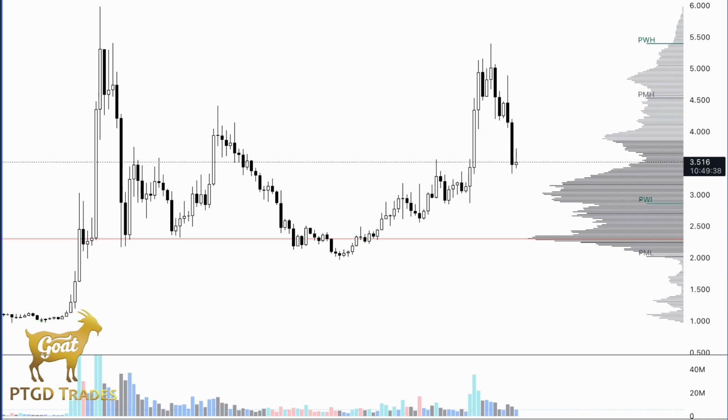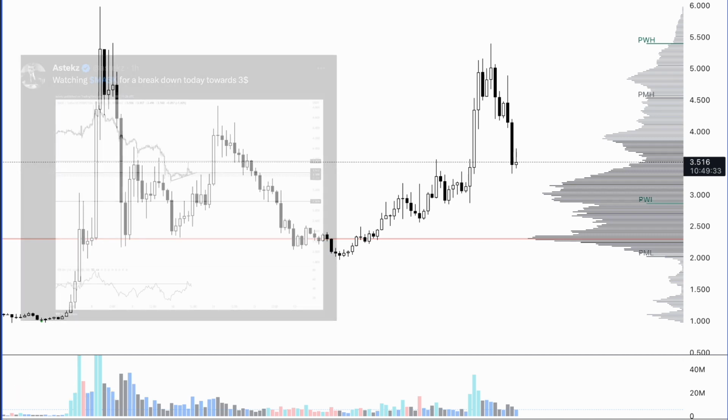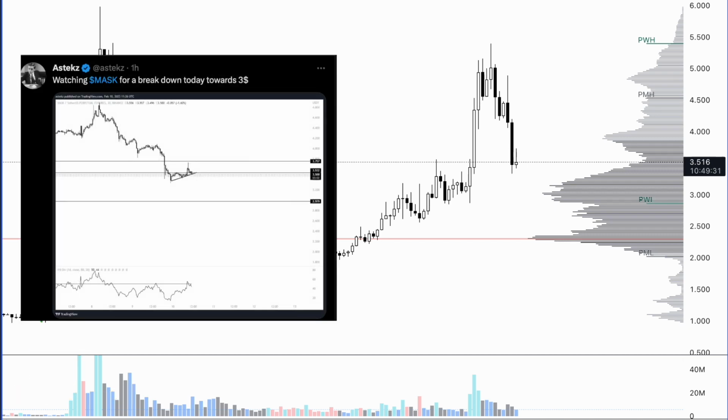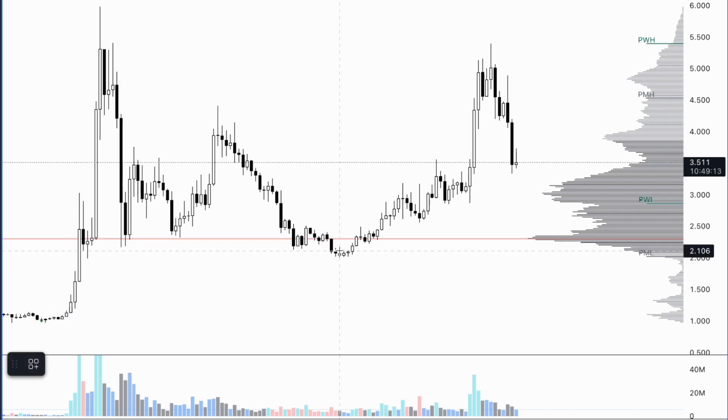So this morning, I was just scrolling through Twitter. I saw a post by Astekz about MASK, and he basically said he was looking for it to move down to $3 based on a trend line. After I record it, I'll put a link to his post. I honestly didn't look at his chart all that close. I think that's important because sometimes when you look at stuff, it really skews your perspective.